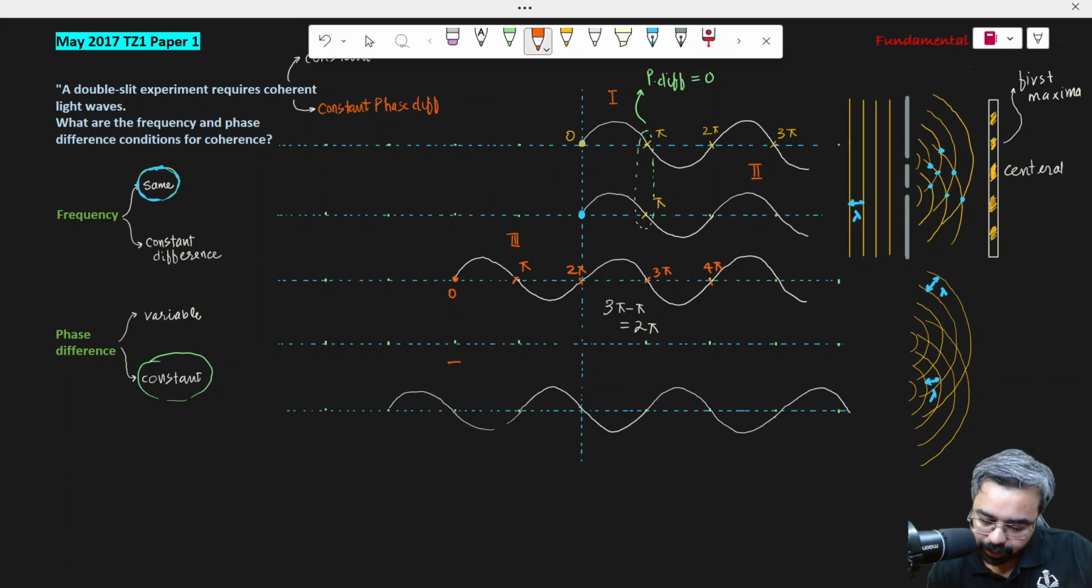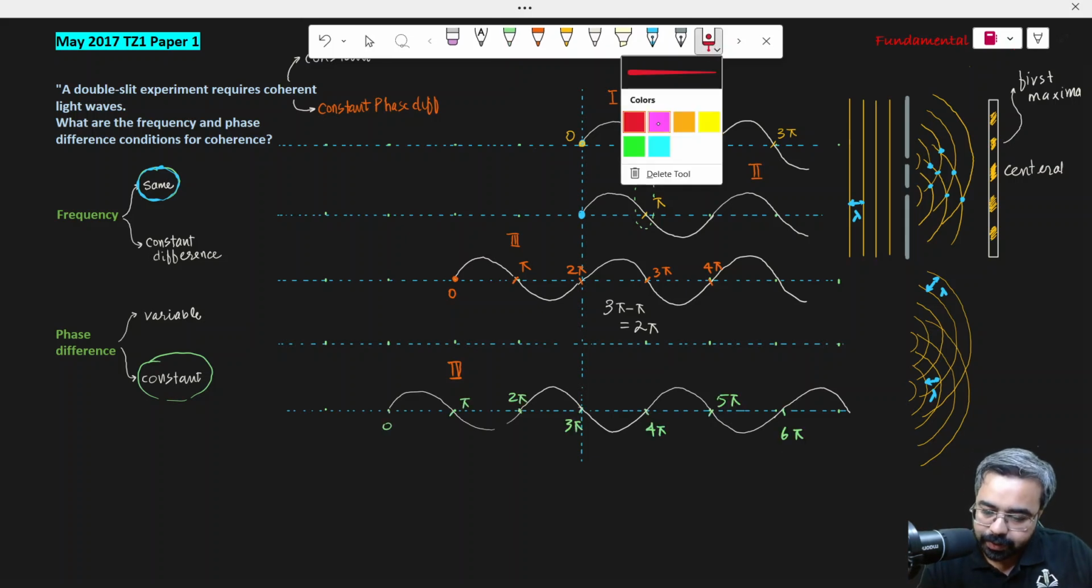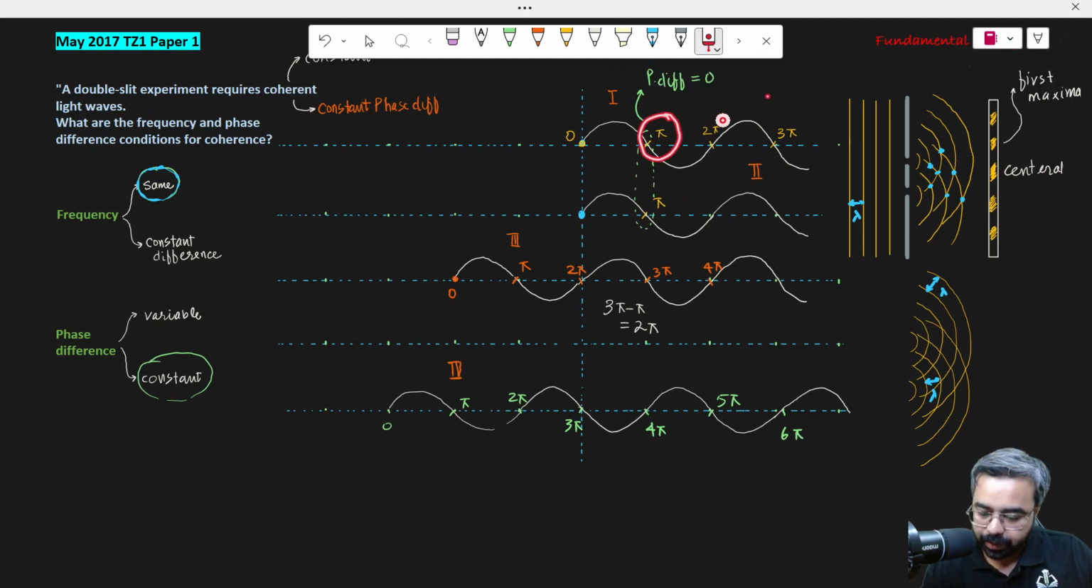Last but not least, kindly consider the interference between wave 1 and wave number 4. These two waves will produce a destructive interference and hence produce a minima or a dark spot on a double slit interference pattern. So what do we see in this case, dear students? This is 0, this is pi. Now kindly see this point once again. This is pi, and the corresponding point for this wave is 4 pi. If we take the difference between 4 pi and pi, it is 3 pi.